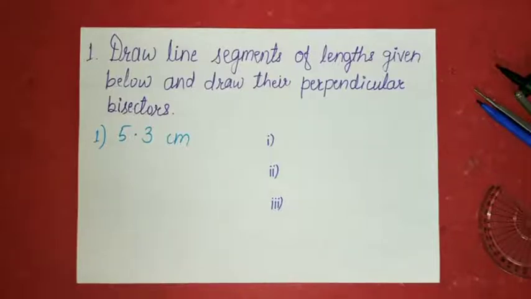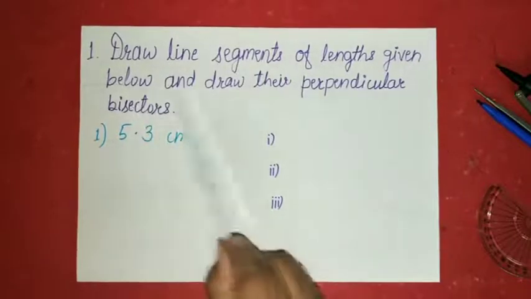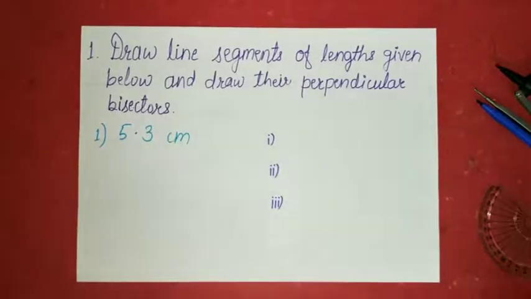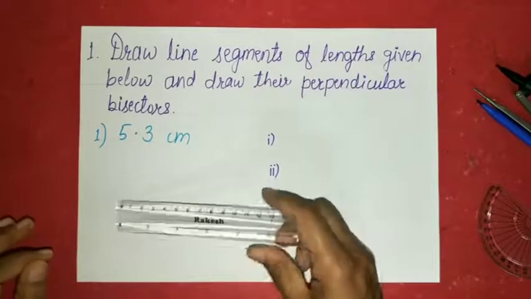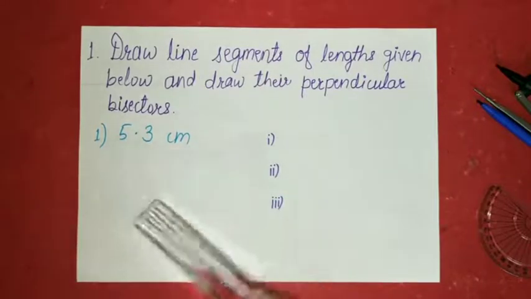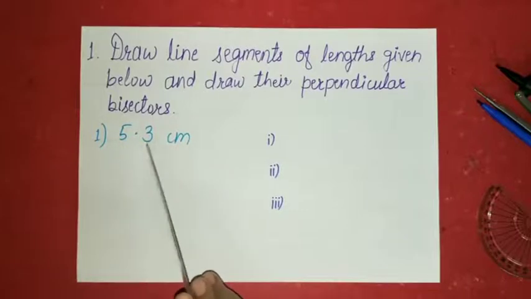Now, here the first question is, draw line segments of lengths given below and draw their perpendicular bisectors. We have already learned this. Now, let us do the same. Here the first segment is of 5.3 centimeter. 5.3 centimeter means 5 centimeter, 3 millimeter.